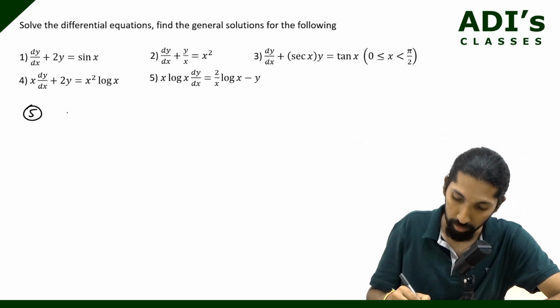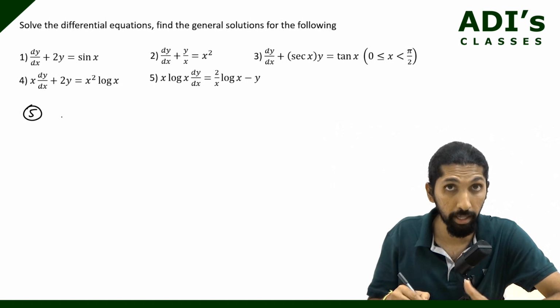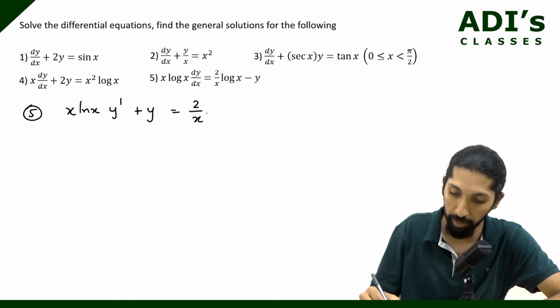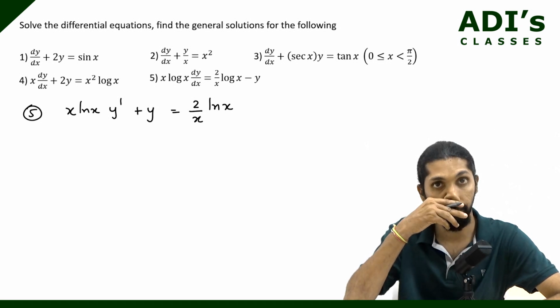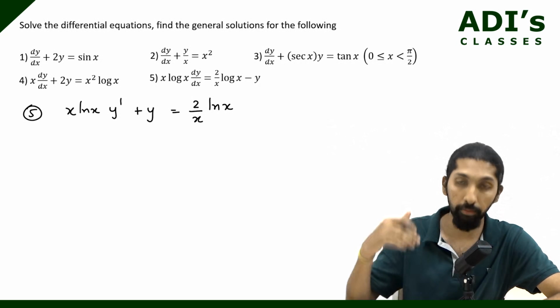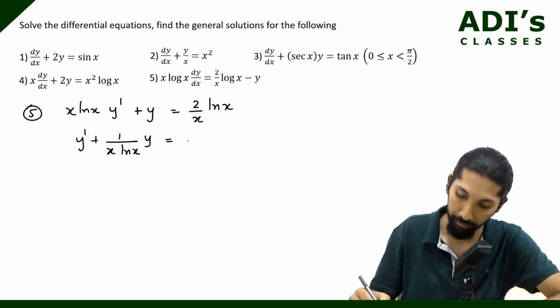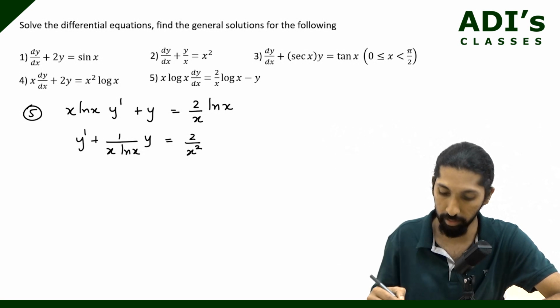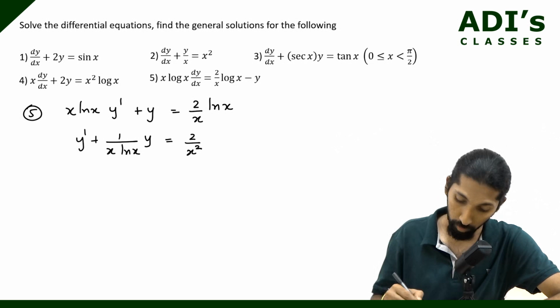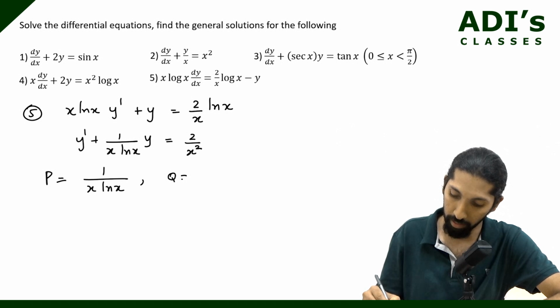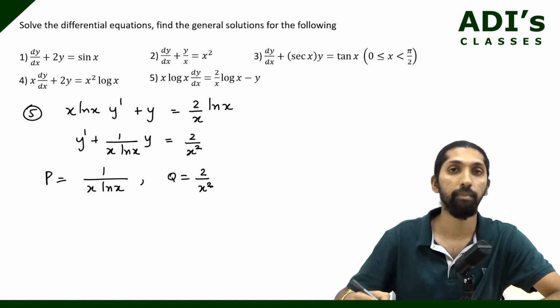First, what do we do? Rather than directly dividing by x log x, first we have x log x into y dash plus y is equal to 2 by x into log of x, correct? This is the first part. Now you divide by x log x. Then y dash plus 1 by x log x into y is equal to 2 divided by x square. The log x gets cancelled. So what is p? P value is 1 by x log x and q is 2 by x square, right?